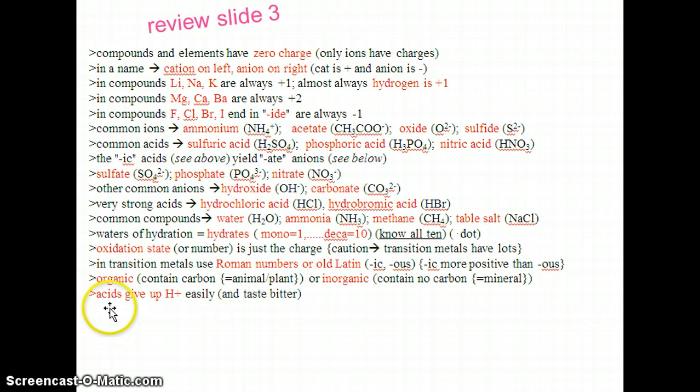Also, we need to know that acids give up hydrogens easily. They give up H+ or hydrogens because they have stable anions. And also acids taste bitter, but in no way is this an invitation to put anything in your mouth in the lab ever. But acids do taste bitter and they give up hydrogens easily.